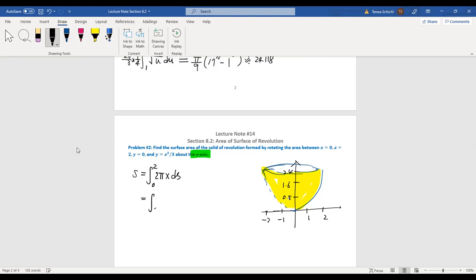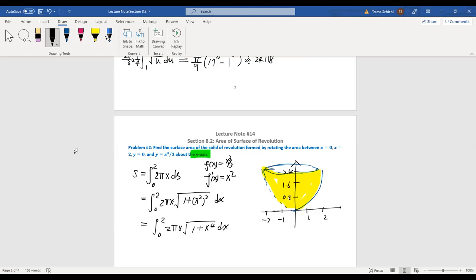Okay, so for the ds, you can choose whatever you want. You have two choices. So this is 2 pi x, then you can choose the same thing here, right? So it's the square root of 1 plus f prime of x squared. We already did f prime of x is x squared, because we know f of x is equal to x cubed over 3, from problem number 1. Okay, so now you have 2 pi x times the square root of 1 plus x to the fourth dx, from 0 to 2.